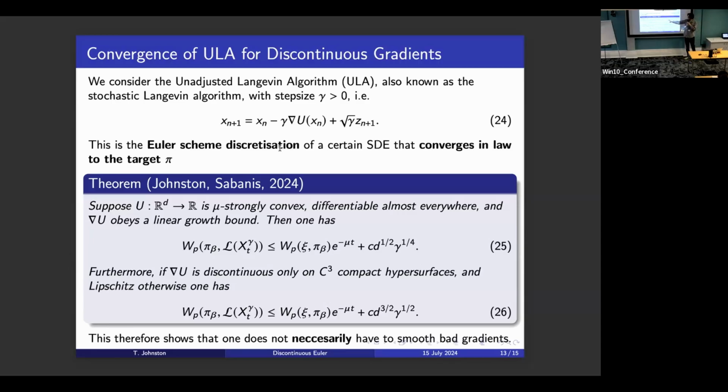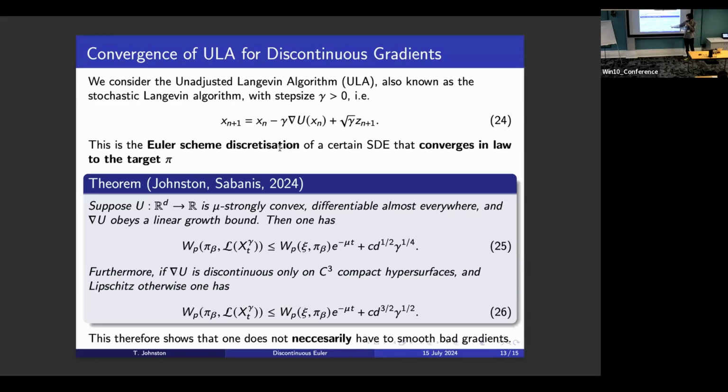And for this first bound, we assume just that ∇U obeys a growth bound. Using a very simple trick, one can obtain convergence with dimensional dependence d^{1/2} and a step size error of γ^{1/4}. This corresponds to the Euler scheme converging to the true solution at rate 1/4. And this actually is quite a straightforward argument. There's nothing really to this one.